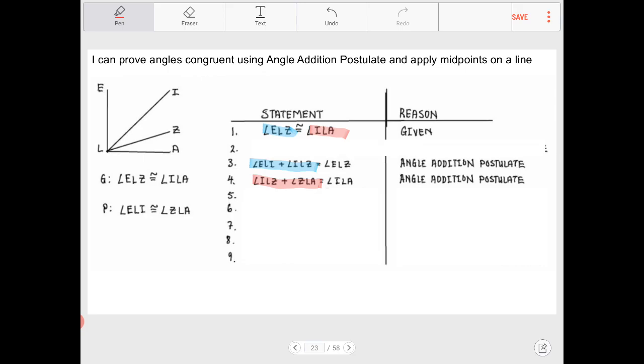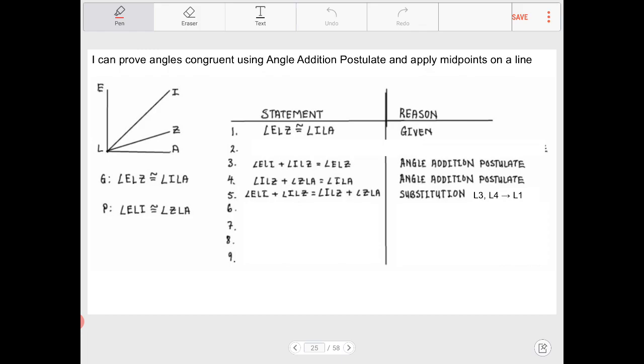So if I do that, line 5, I can say, oh, well, really, ELI plus ILZ is equal to ILZ plus ZLA. And the reason is I'm taking lines 3 and 4 and substituting into line 1.